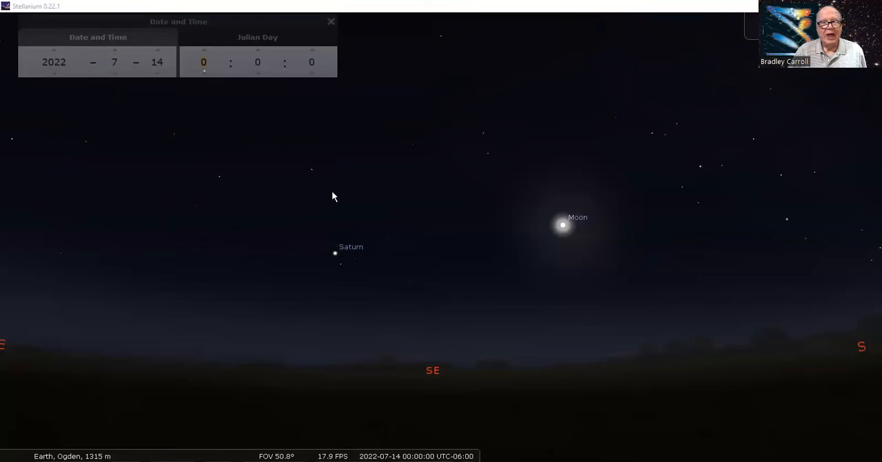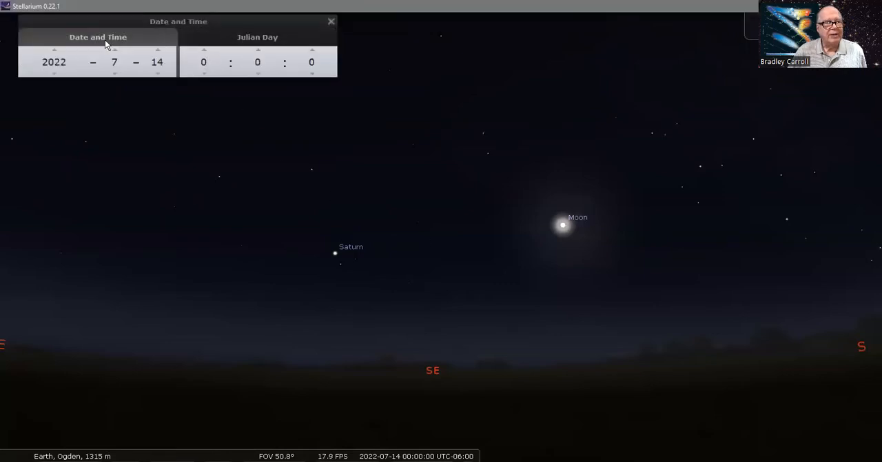And before we do, I do have to take a look at Stellarium. So let me just pull up Stellarium here. Here we go. This is out on the 14th of July. So this is midnight. So this is either very late Wednesday night or very early Thursday morning. We're looking southeast and we are looking at the moon.